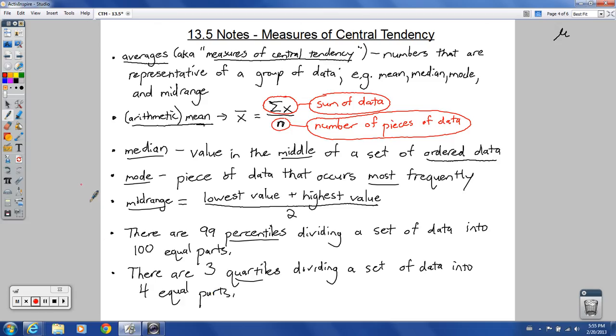And then one more thing off to the side, I want you to do this in a different color too. These were all measures of central tendency. These two things, percentiles and quartiles, are more measures of position. So that is also one more thing that gets defined here. These are more measures of position. Positional values, in other words.